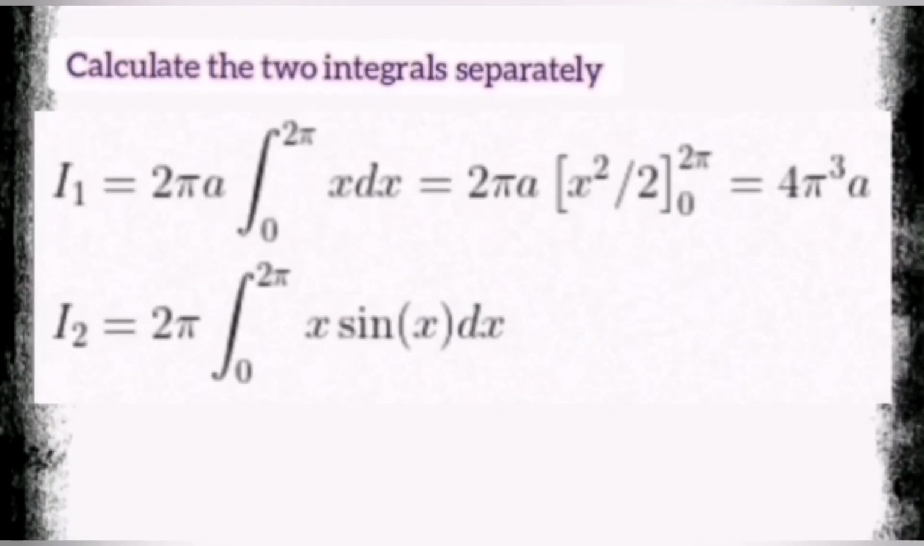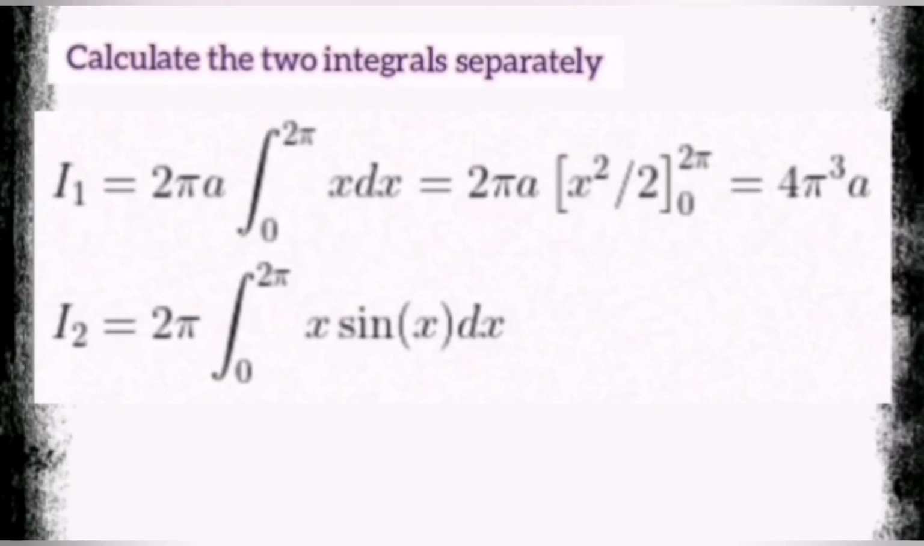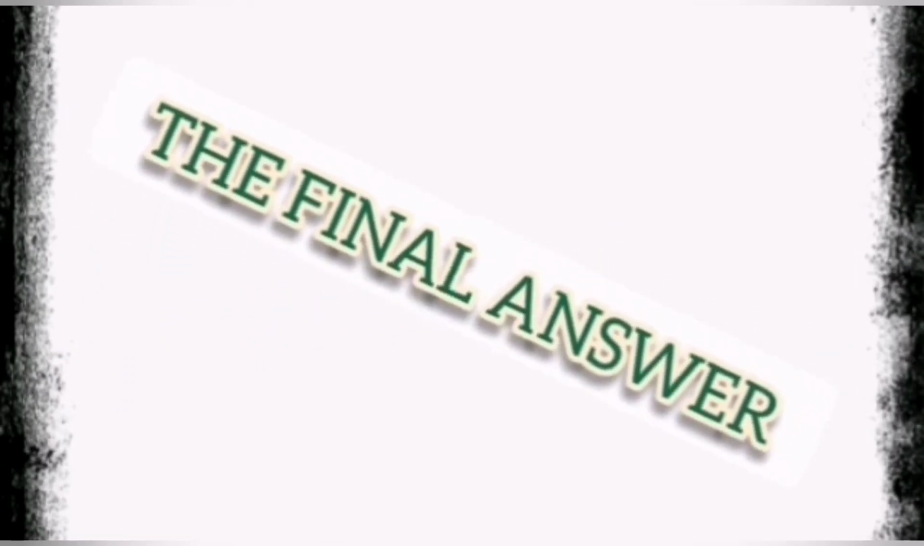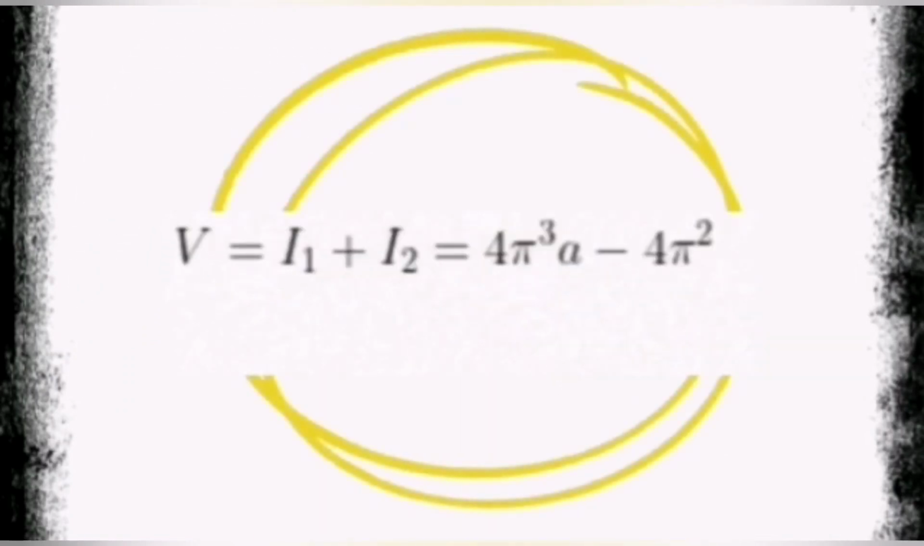Next, calculate the two integrals separately. After that, let u equal x and v prime equal sin x and use integration by parts to obtain the result. So last but not least, the final answer is V equals 4 pi to the power of 3a minus 4 pi squared.